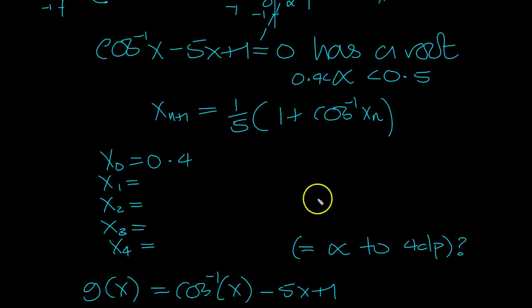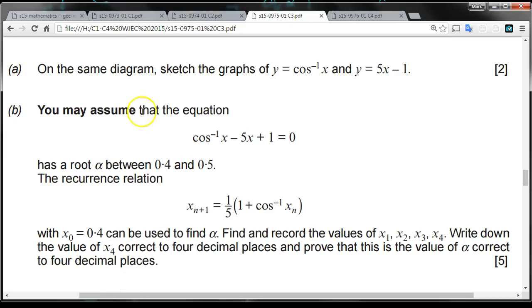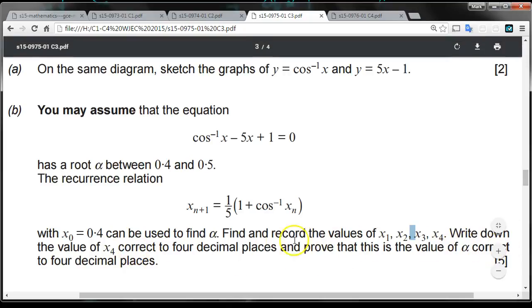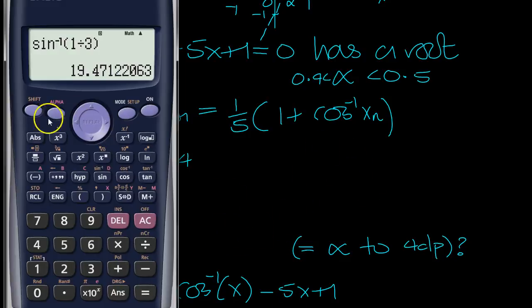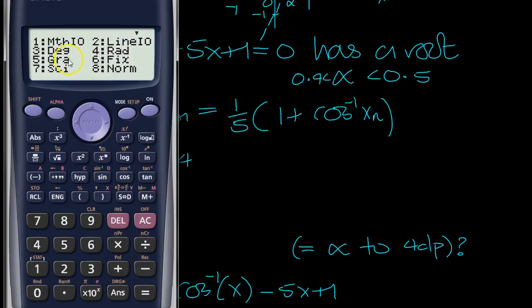Okay, now the next part of the question, let's just go back to it. This is the recurrence relation. Start off with this, find these first 4, write down x4 to 4 dp, and show this is the value of alpha to 4 decimal places. Okay, so the recurrence relation, we're in radians mode. So let's get in that mode.